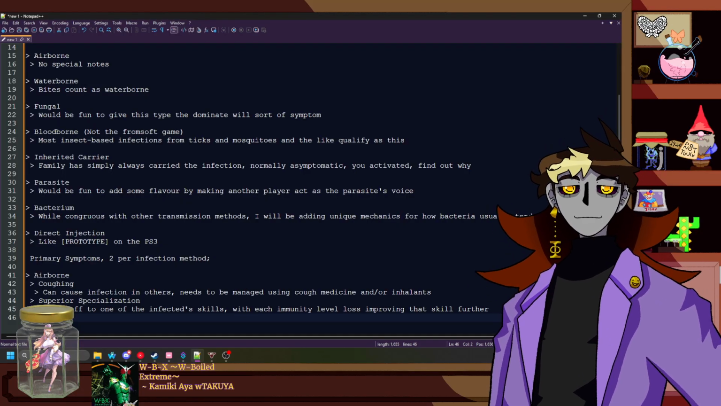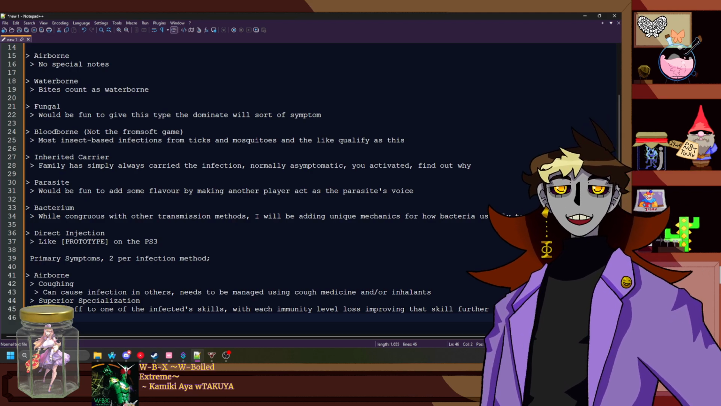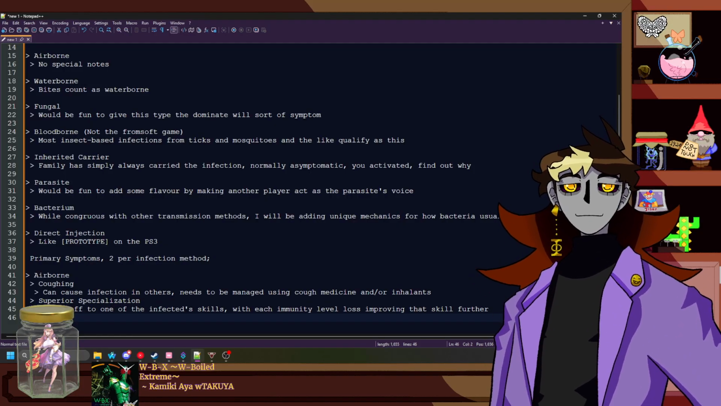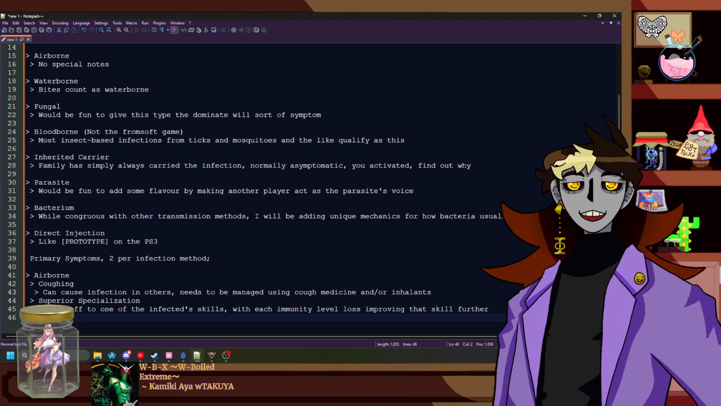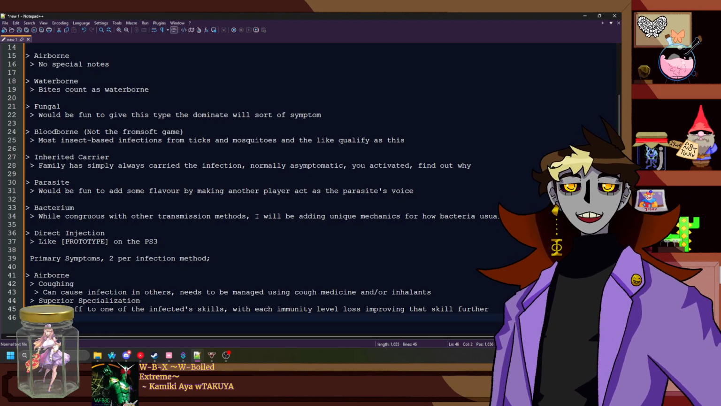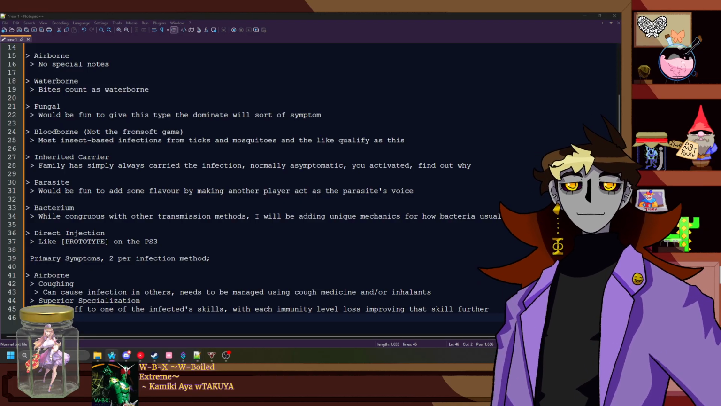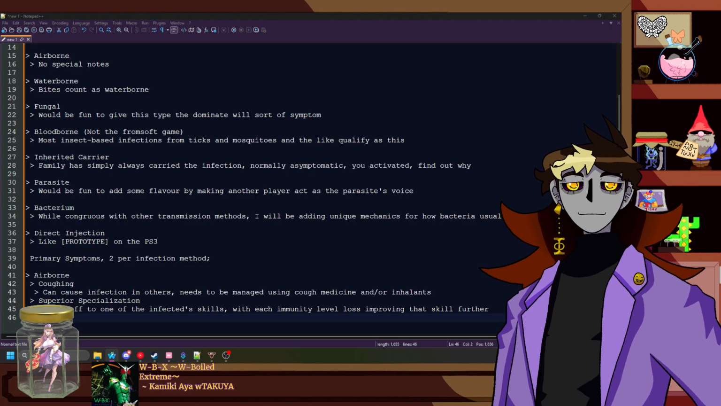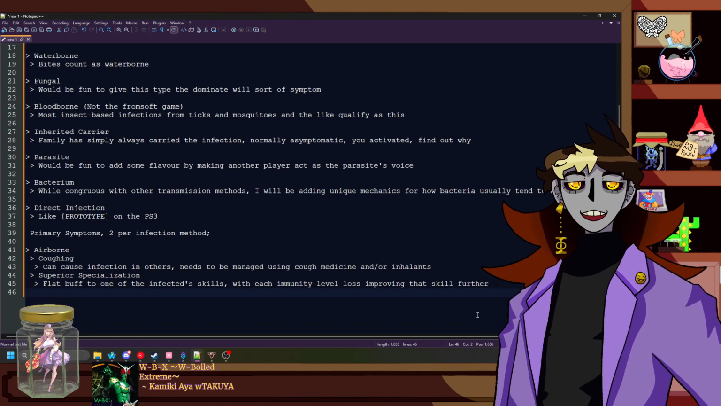I kind of want airborne illnesses to sort of be the blank slate bread and butter, basically. You have to deal with coughing all the time. However, you can manage it, and your skill, while useful, may not be as useful as other skills. It's like playing a normal guy, basically, right?